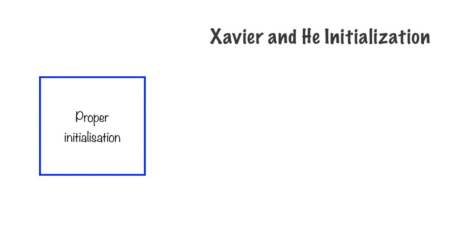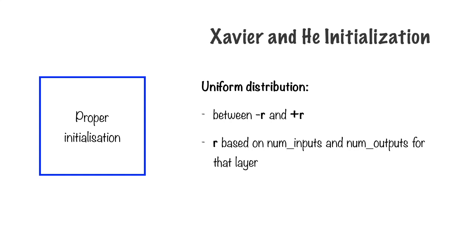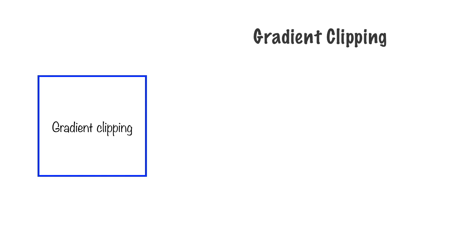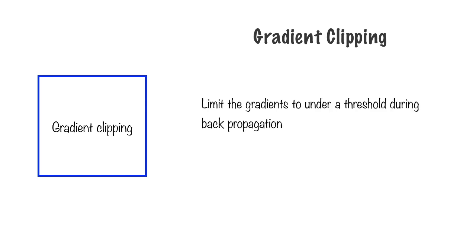Or you can initialize the weights using uniform distribution, where the weights are distributed between the range minus r to plus r, and the value of r is once again calculated based on the number of inputs to that layer and the number of outputs emanating from that layer. Gradient clipping is applied during back propagation, and we try and limit the gradients to under a certain threshold which we define upfront. Most often used with recurrent neural networks.